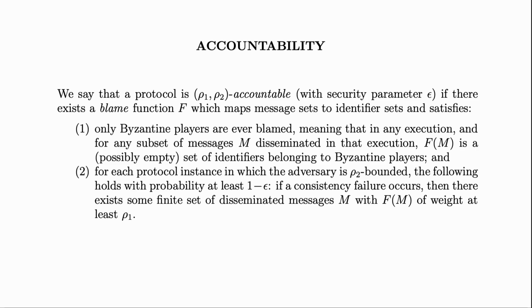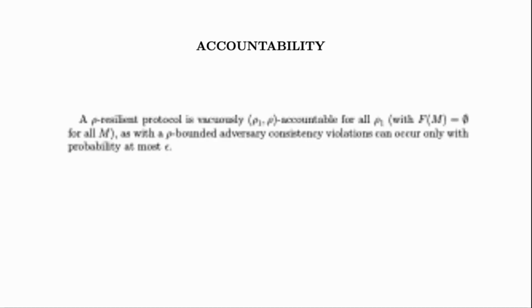Okay, so roughly then, so long as the adversary is ρ2 bounded, whenever there's a consistency violation, you get to blame at least ρ1's weight of players. You get some proof that they're guilty. Okay, so now let's examine that definition a little bit.